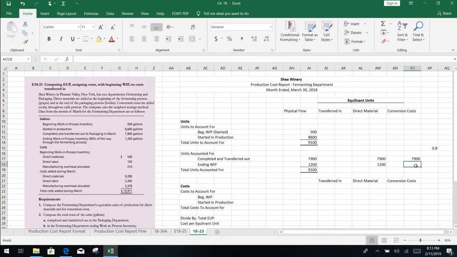Now that's not the case for conversion cost. Conversion costs are added evenly throughout the process. So we've got 1,200 units, they're added evenly. It says they're 80% finished. So let's multiply 80% times 1,200 and let's see what we get. 80%, let's go back.